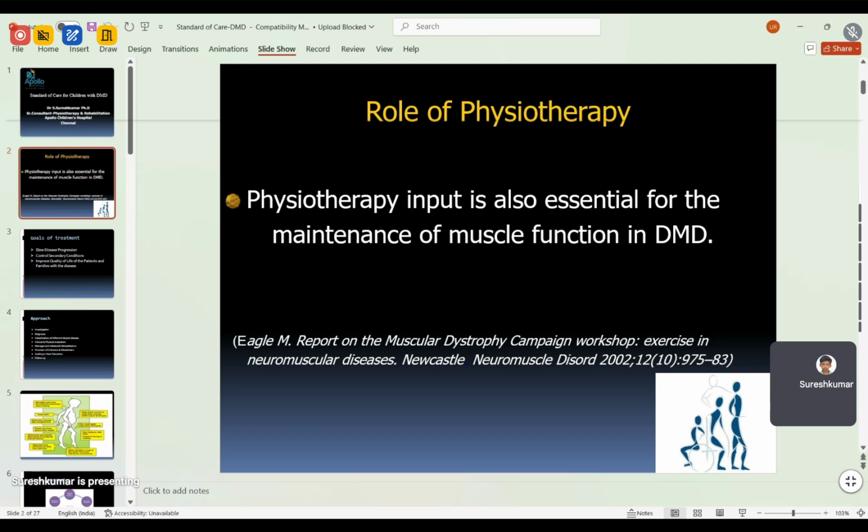Okay. So that is a problem with Duchenne muscular dystrophy. Hello, am I audible, Dr. Thamani Silver? Yes, sir. Very much audible.